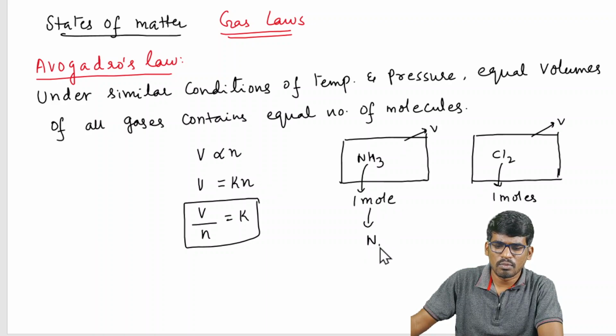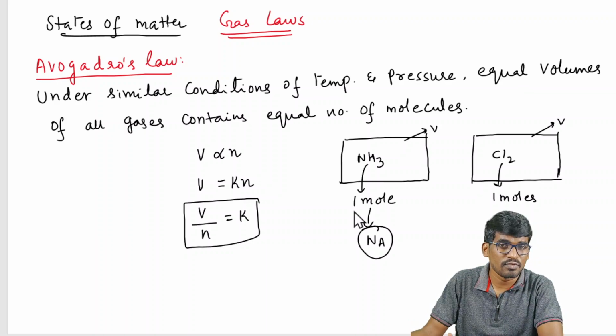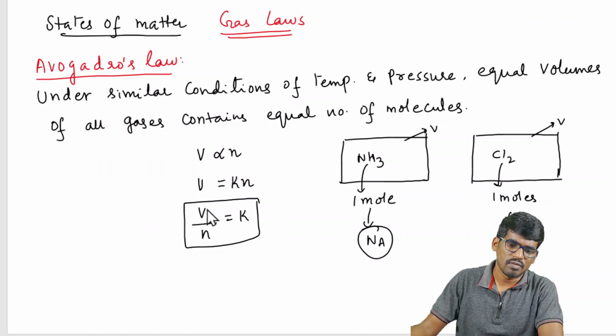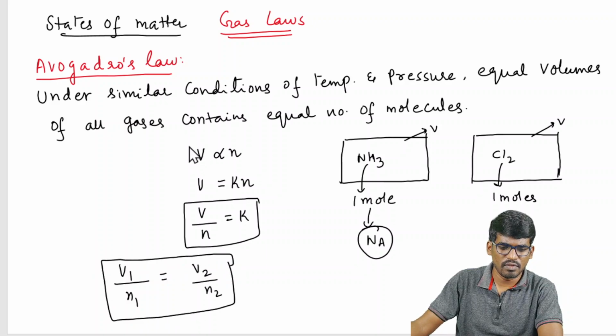And this has Avogadro number of molecules, of course, and it is also Avogadro number of molecules only, because the number of moles are same, number of molecules are same, volumes are same. Though the gases are different, if moles are same, number of molecules are also going to be same, because 1 mole of any substance consists of Avogadro number of molecules. So that's why V is proportional to N. So for two different conditions, V1 by N1 is equal to V2 by N2, and it is Avogadro's law.